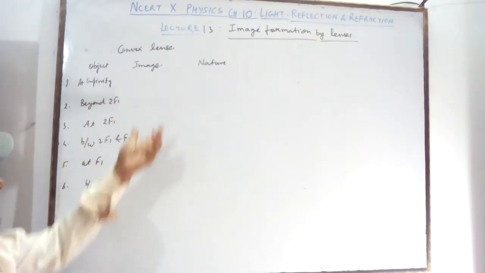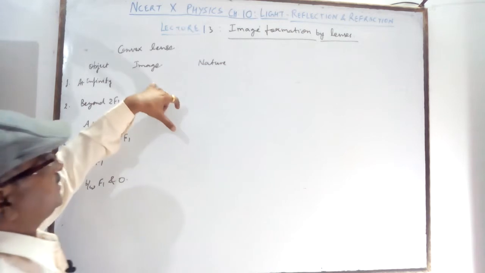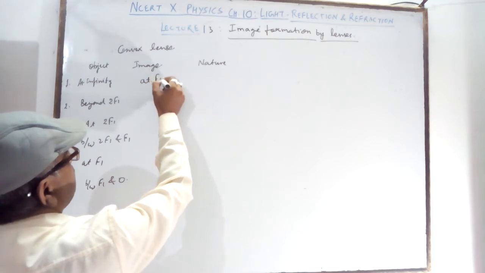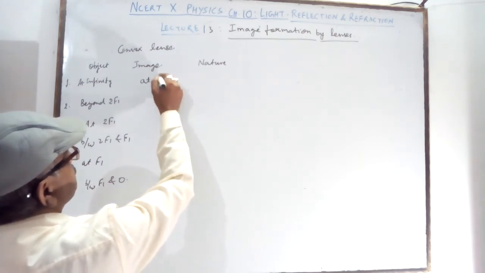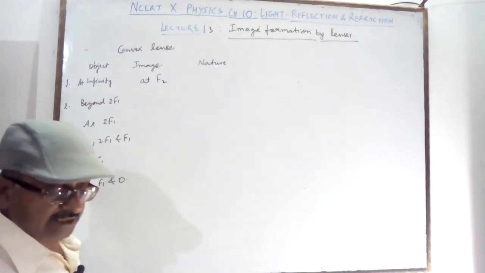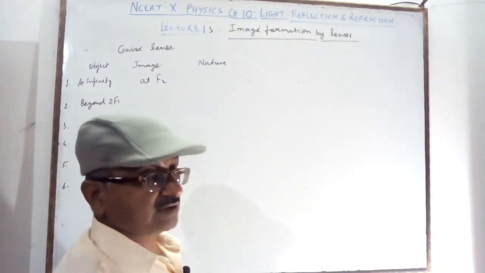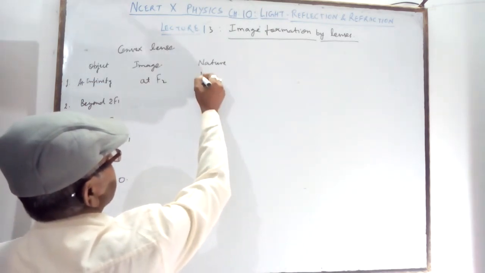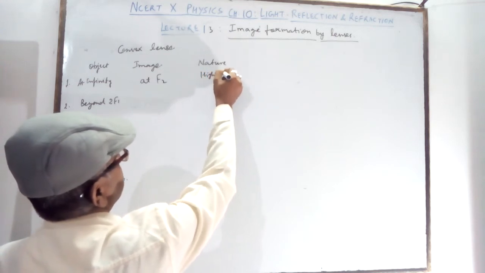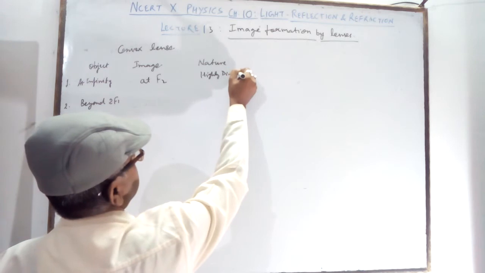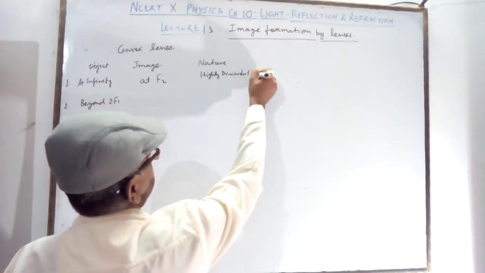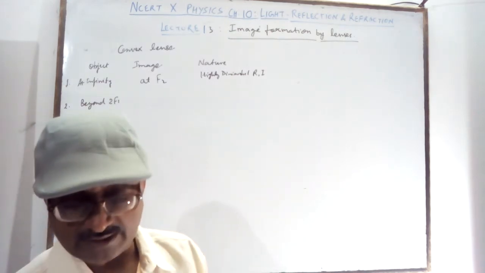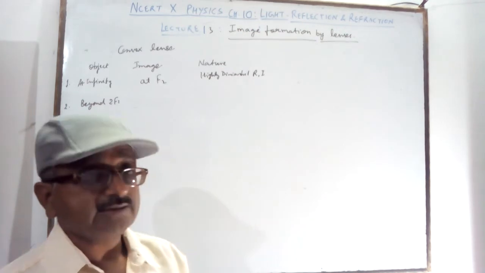So where is the image formed? You must know it, then easily you can get it. The image will be at the focus, at f2, on the other side. F2 is the second focus of the lens. Nature: it will be highly diminished, real and inverted. You get a highly diminished, real and inverted image when the object is at infinity.